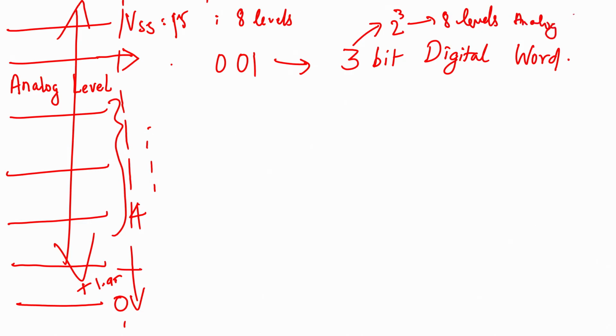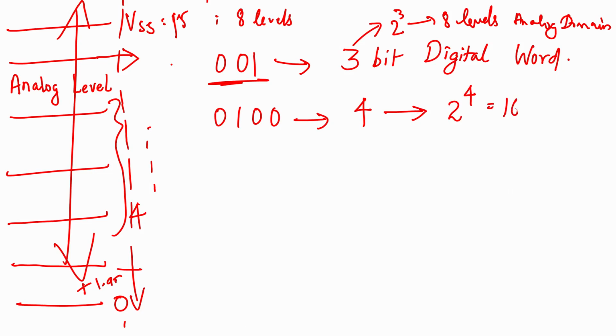It is not necessary that you need to have 8 levels, you can have fewer levels also, just that you will not be using all your bits with full efficiency. Let us say we have 4 bits, 0, 1, 0, 0 something, that is a 4-bit digital word. So, how many levels can you have in that? You can have 2 raised to 4 equal to 16 levels. Same goes for a higher number of bits, correct. Now you understood this properly.